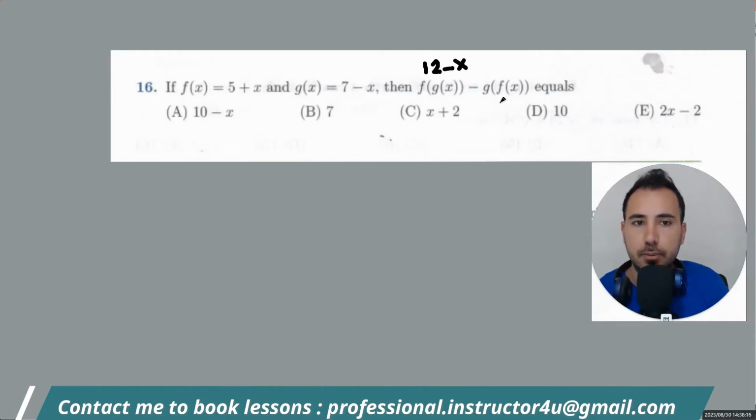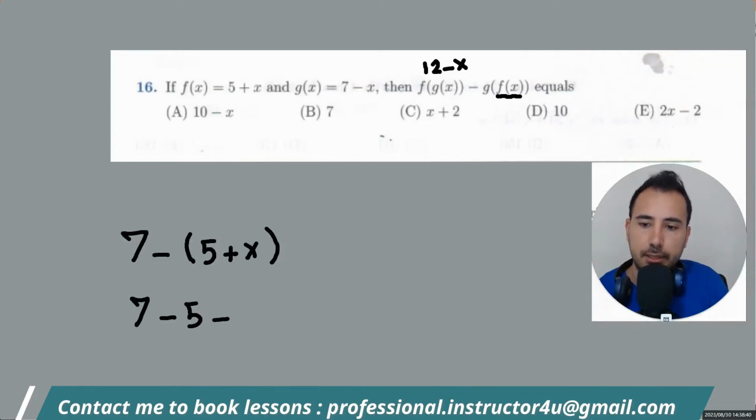So how do we do this? g(x) is going to be 7 minus x, right? But instead of x, we write f(x). What is f(x)? This one. I'm going to write 5 plus x. So this one is equal to 7 minus (5 plus x). So it will be 2 minus x. So this one will be 2 minus x.